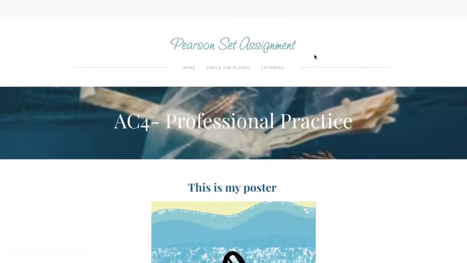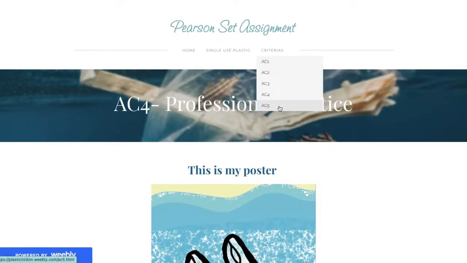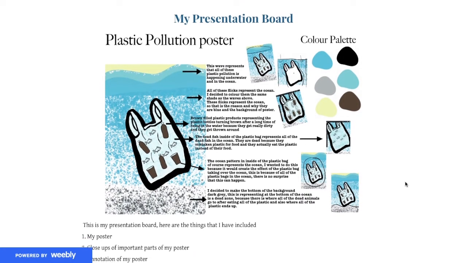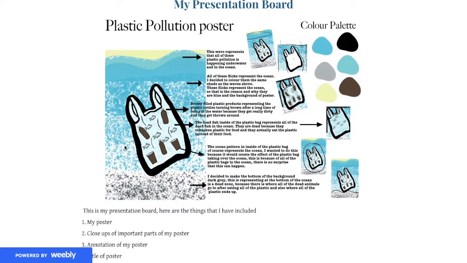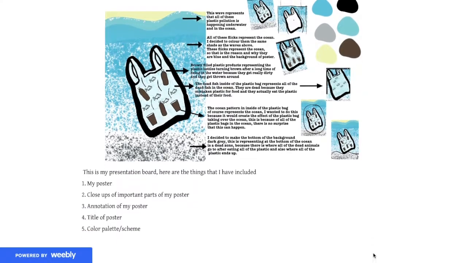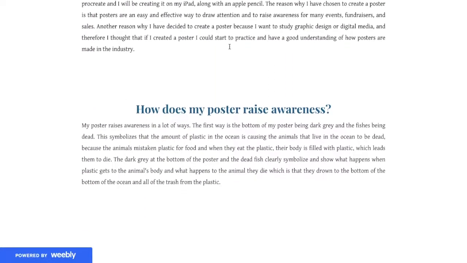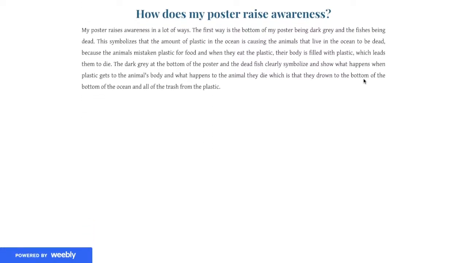My last one is AC5, which is communication. For this one, I created a plastic pollution poster, and I've included my poster, my color palette, and then some arrows pointing to the closest sections of my poster. And I have, what are the brief requirements, and then how does my poster raise awareness? That is it.